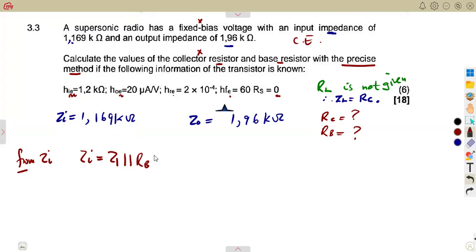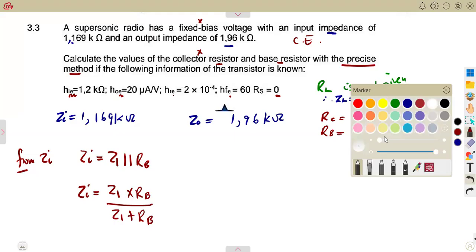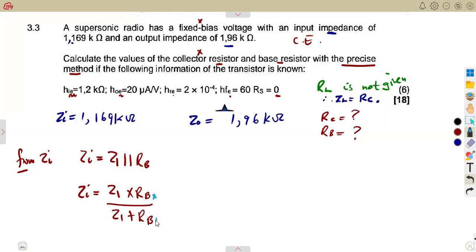ZB is RB. Meaning you're talking of the product over sum. When you're talking of the product over sum, we're going to have Z1 times RB over the sum of Z1 plus RB. So if we check, we can see that in this formula, RB is there, which is what we need here. Z1, we are given. This is the input. What about Z1? The input impedance of the transistor only.